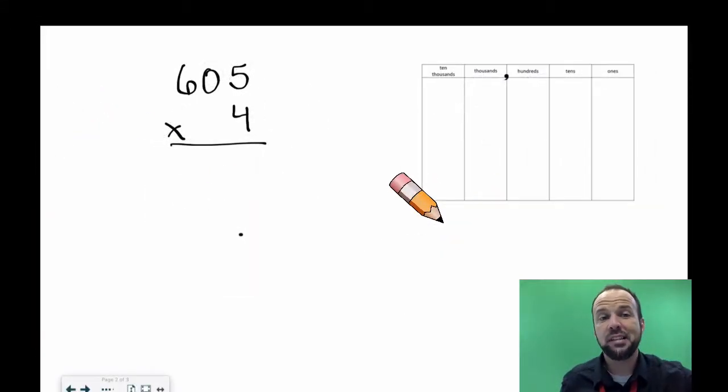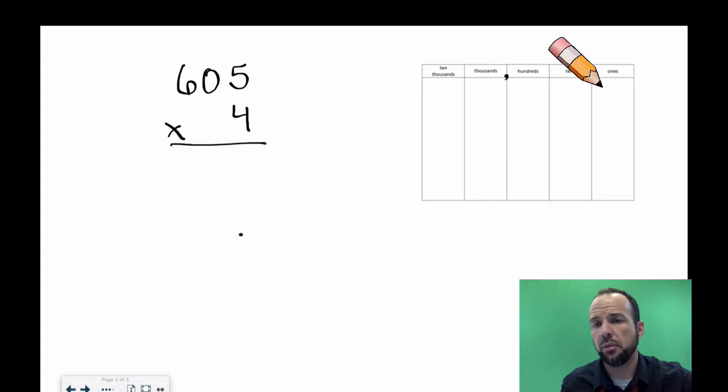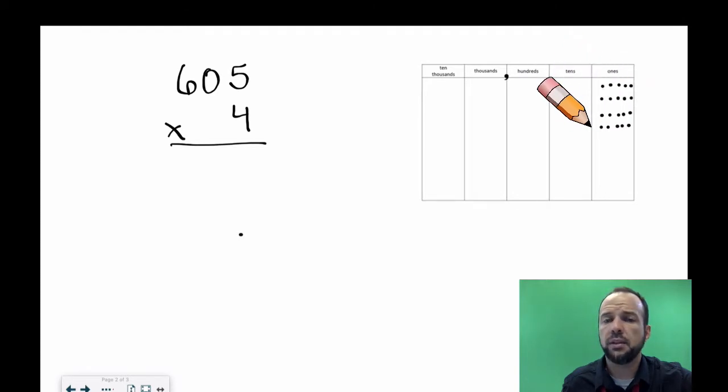All right, guys, so in this example, we have 605 times 4. So we're going to do that 605. We're going to do it 4 times, okay? Again, we're going to start in the ones, okay? I'm going to do 5 ones. I'm going to do that 4 times. So I'm going to come over here to my ones, do 1, 2, 3, 4, 5, 1, 2, 3, 4, 5, 1, 2, 3, 4, 5, 1, 2, 3, 4, 5. So I have those 5 ones 4 times, right?